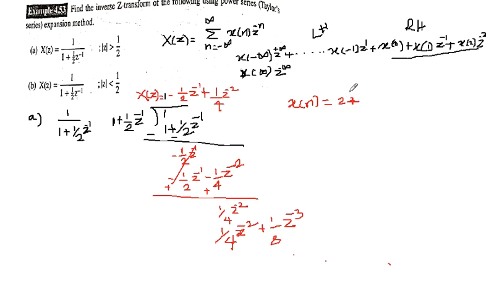X of 0 is 2. Now x of 1 into z raised to minus 1. So what is its value? When we take the z transform of what value, we'll get z raised to minus 1? So it is del of n minus 1. When we take del of this, x of 1's value is minus of 1 by 2. So let's write minus of 1 by 2, and it is multiplied with z raised to minus 1, which is nothing but del of n minus 1.